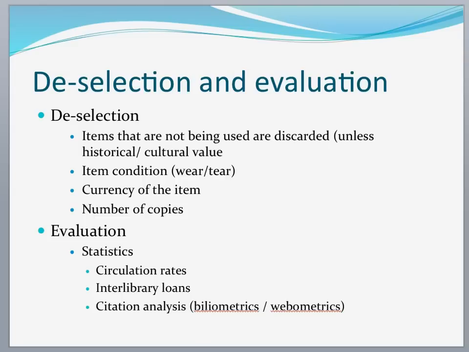Another way is to evaluate with statistics. We can have circulation rates. We have statistics on interlibrary loans. And of course, we have citation analysis. We have bibliometrics and webometrics to see what resources are being used or cited.